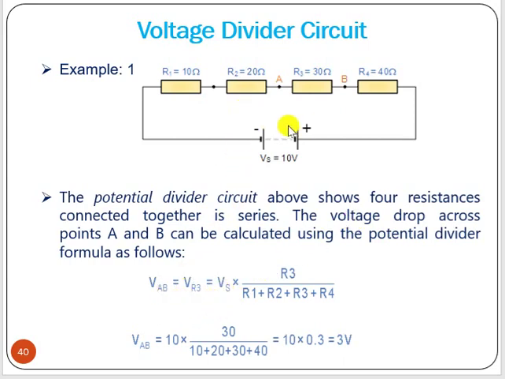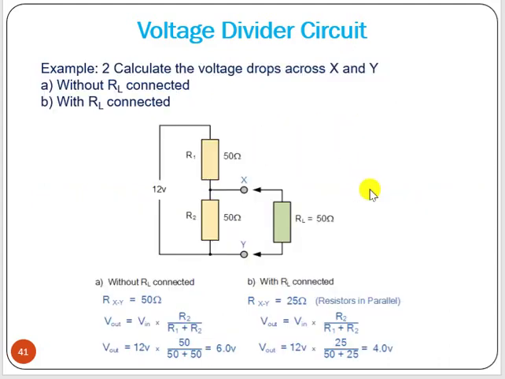Say we have to find the voltage drop VAB. AB means across R3. Total voltage is 10. So total voltage into the same branch resistance, across R3, R3 divided by total branch resistance. Then we get the voltage drop across this directly. Now voltage divider circuit, the example.